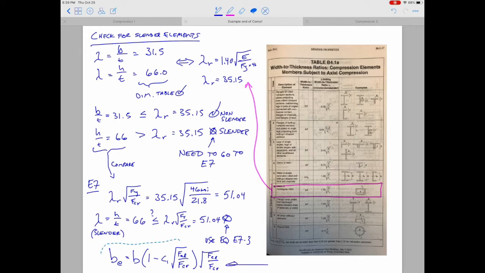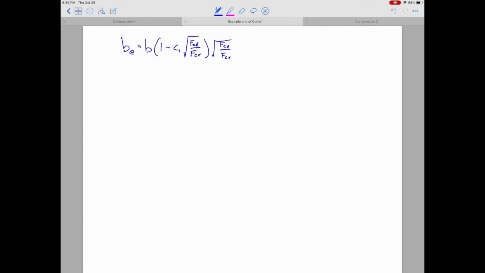I'm going to go ahead and copy this. Now, if I continue with this one, I need to calculate a few things. First, I need to identify that C1 is 0.20, and that comes from my table E7.1. This value is for walls of rectangular HSS.